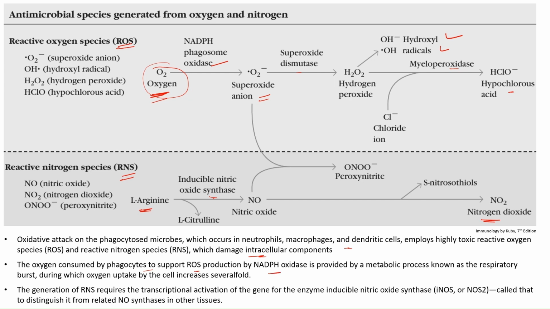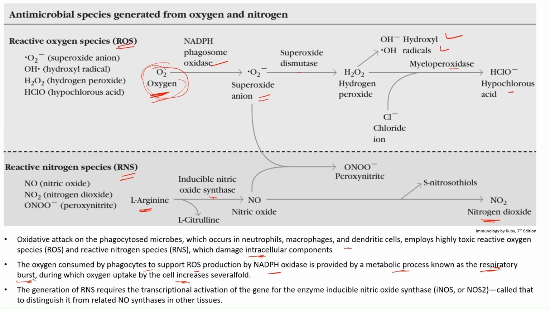by NADPH oxidase, and it is provided by the metabolic process known as respiratory burst, during which oxygen uptake by the cell increases. These extra oxygen molecules in the lysosome or in a phagocytic cell happen due to respiratory burst, a specific phenomenon of respiration that only occurs in the phagocytic cell, and because of which they have high oxygen concentration, which leads to hypochlorous acid formation.